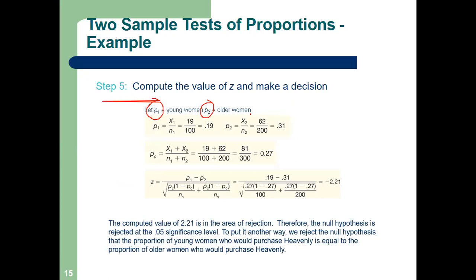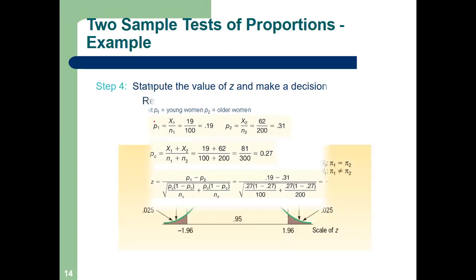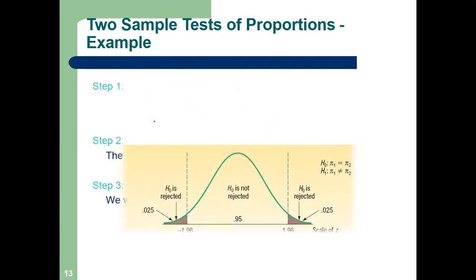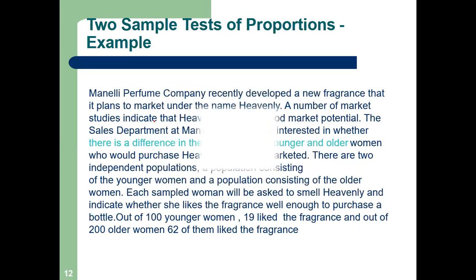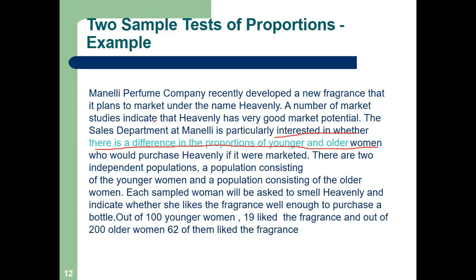Now see your problem. Hope you had taken a picture. I can go back also if you want. Let me go back. Please see the last line. Out of 100 younger women, 19 like the fragrance. And out of 200 older women, 62 like the fragrance. So we'll get P1, P2 from here.